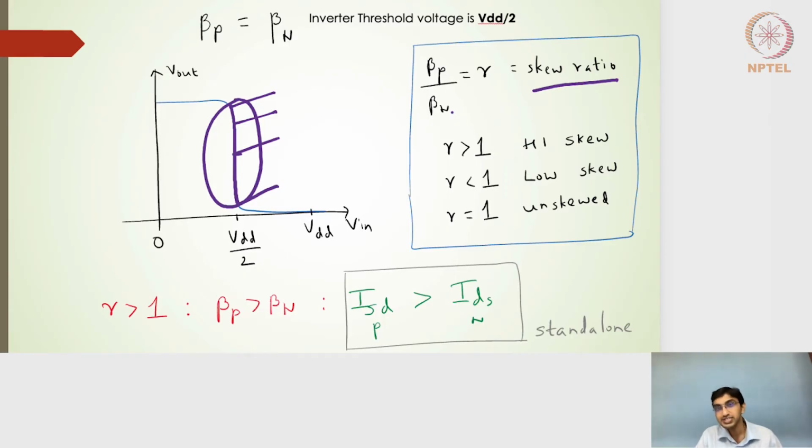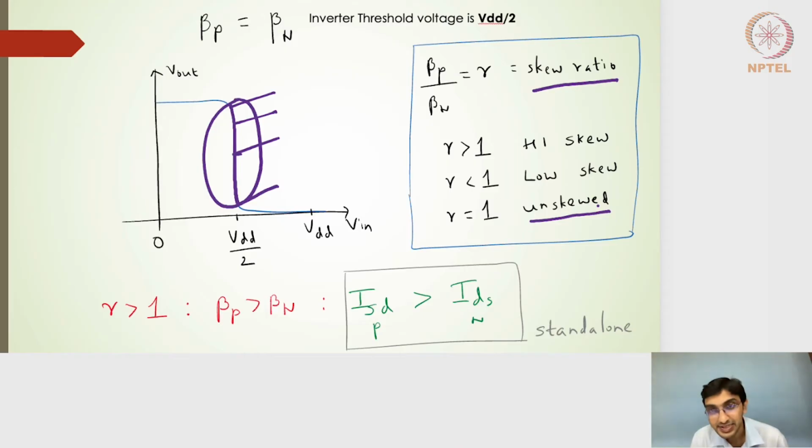So the skewing ratio is the ratio of the betas of the PMOS and NMOS which are used to construct the inverter. We can have a skewing ratio for different combinational circuits, for different standard gates also. That we will look into in some of the future lectures. But at this point, the ratio of the beta of the PMOS transistor and the beta of the NMOS transistor, which is used for designing the inverter, is called the skewing ratio. If R is equal to 1, it is called an unskewed ratio.